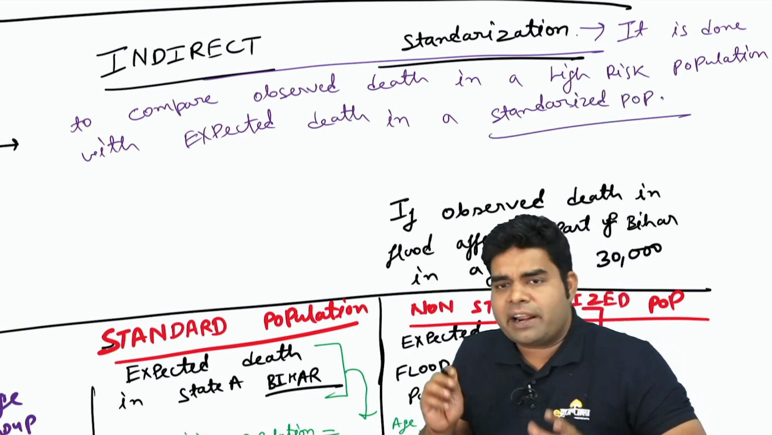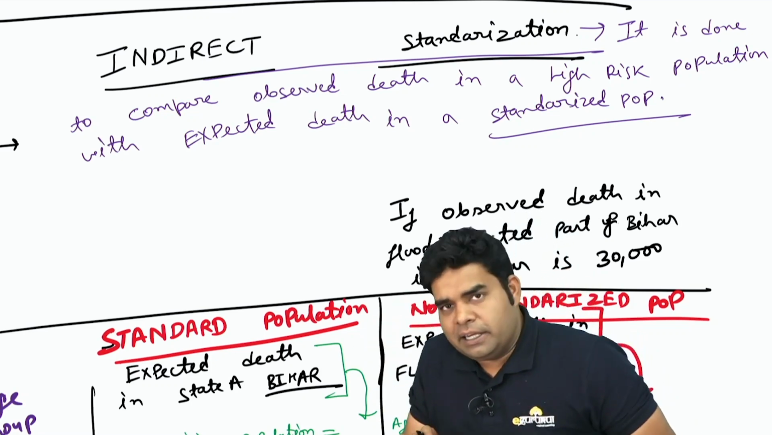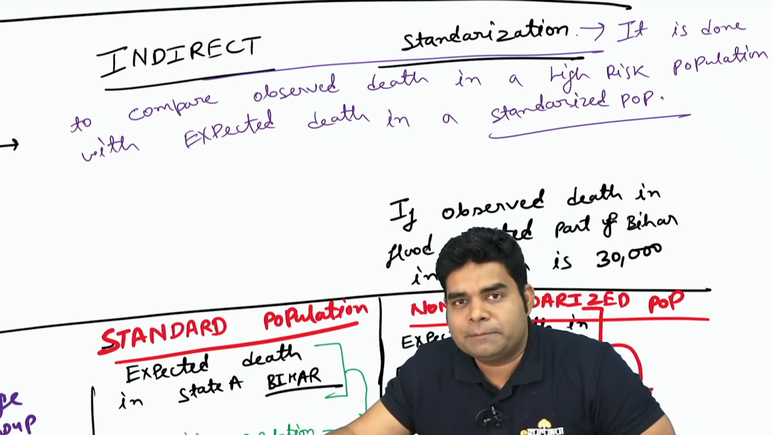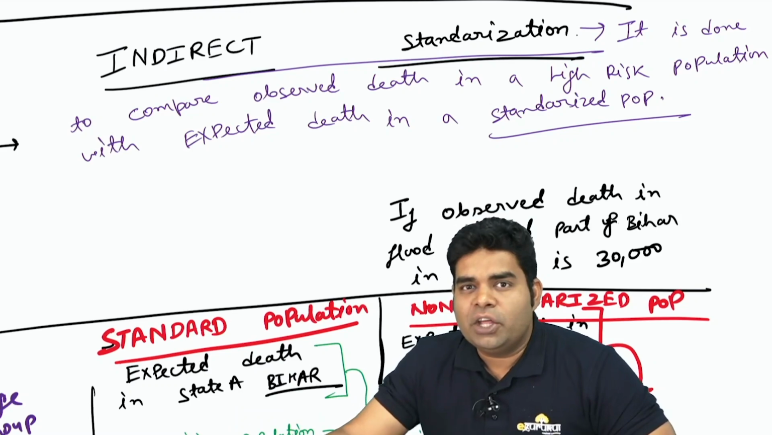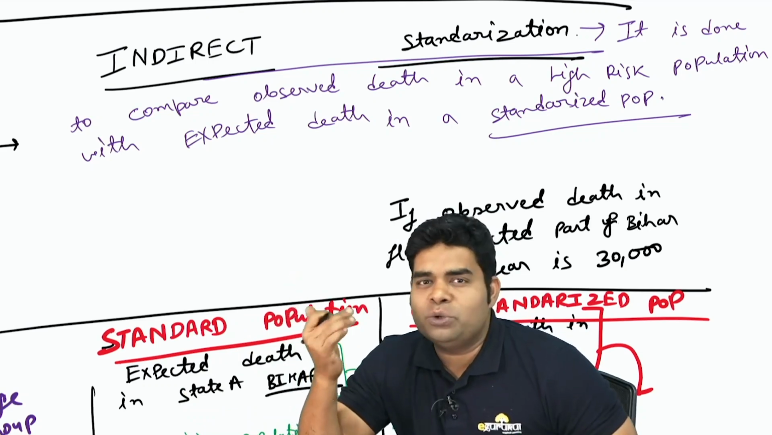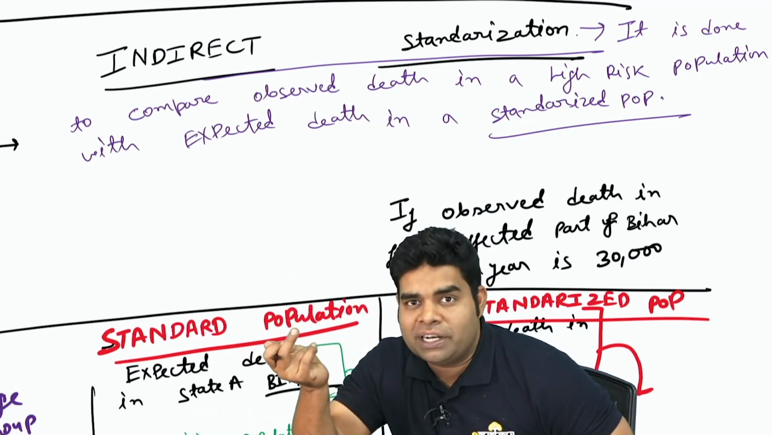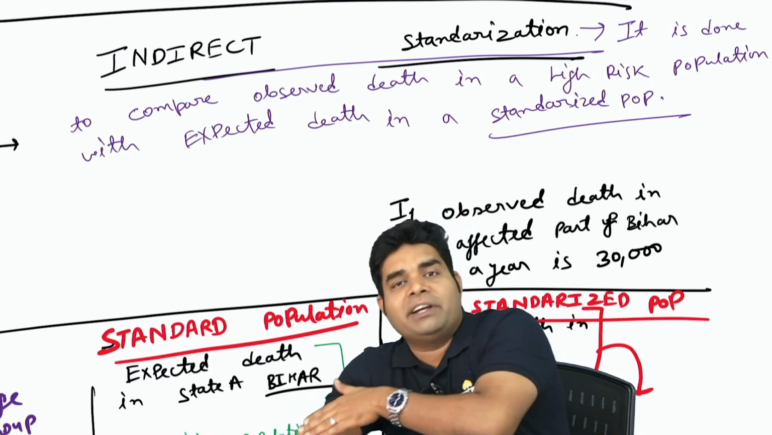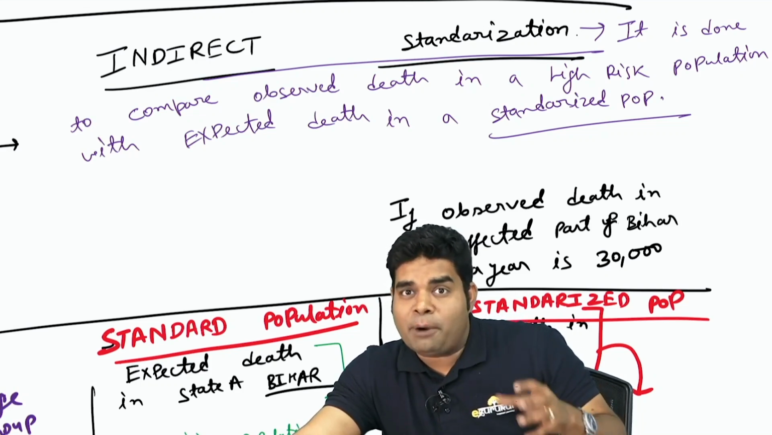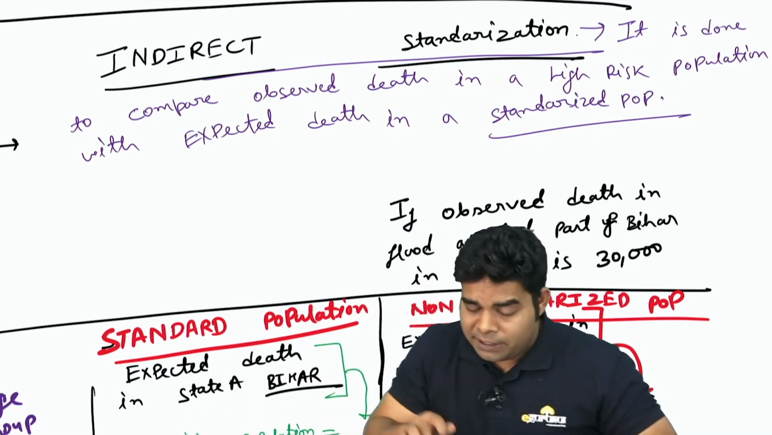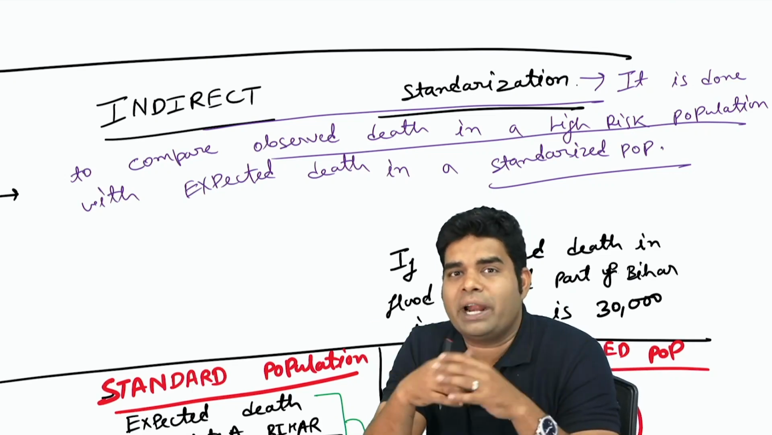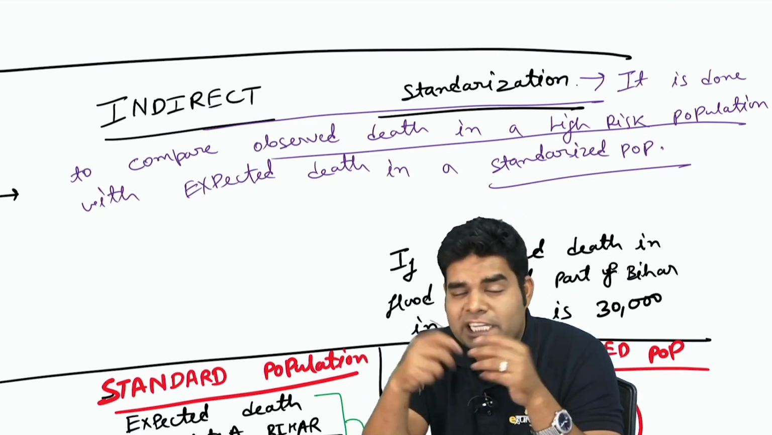Because a standardized population means the population of any country in which we know the age specific death rate for every age group. Non-standardized population means we do not know the age specific death rate. For example, the sex worker population. We do not know the age specific death rate in the sex worker population, or in the IV drug user population. So these are high risk populations, or populations about which the age specific death rate is not known. This type of population is known as non-standardized population.